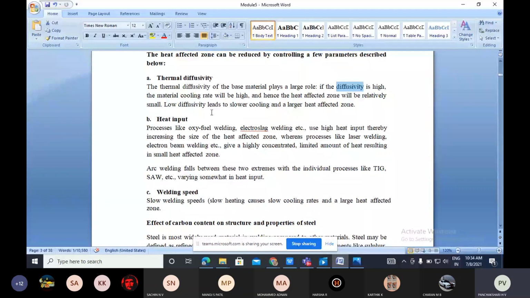Welding processes like oxyacetylene welding or oxy-fuel welding, electroslag welding, it is another type of welding, etc. use high heat input energy, thereby increasing the size of the heat affected zone. Whereas processes like laser welding, electron beam welding, etc. give highly concentrated, limited amount of heat, resulting in smaller heat affected zone.